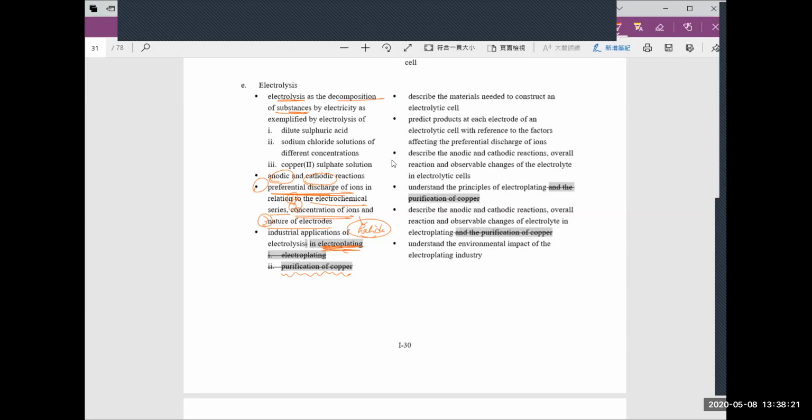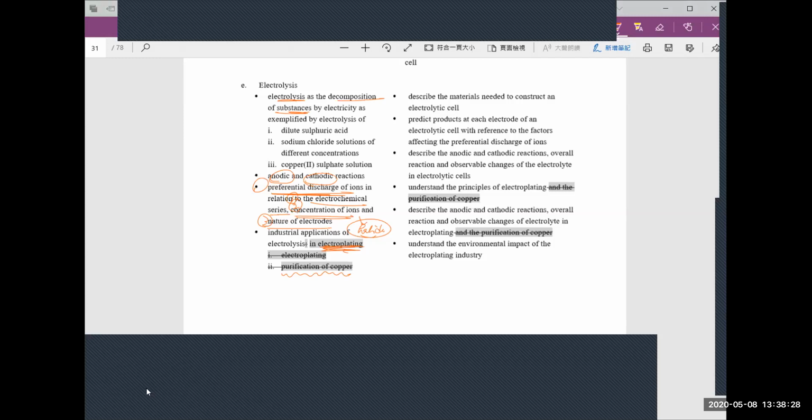Questions? Now, if not, I would like to check if we can handle some of the assertion-reason questions just like last time. Let me see. Which one would you like first? Redox reaction, chemical cell, or electrolysis? Which one would you like to have a try first? Redox or something basic stuff.